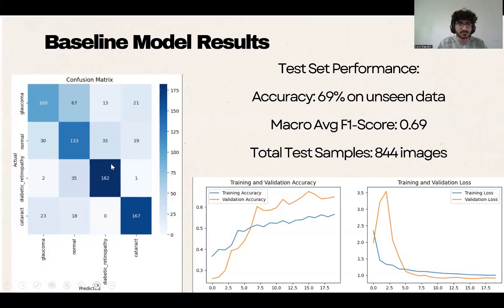Now, these were the results of our baseline model. So this is a confusion matrix you can see here. These are the actual labels, and these are the predicted labels. Talking about the dataset performance, 69% accuracy was observed on unseen data, and a micro average F1 score of 0.69 was observed. Total data samples were 844. And these are the two graphs comparing training and validation accuracy, and then training and validation loss.